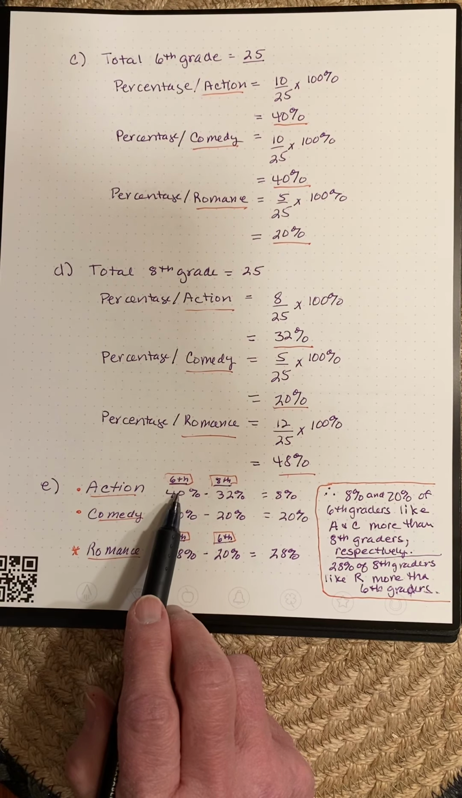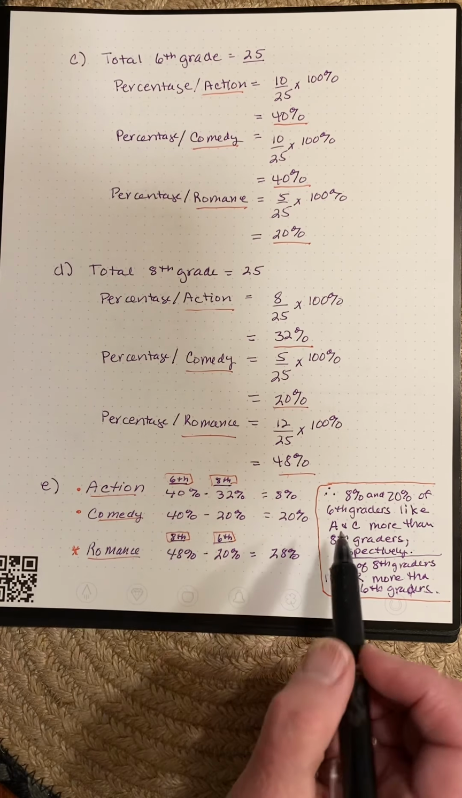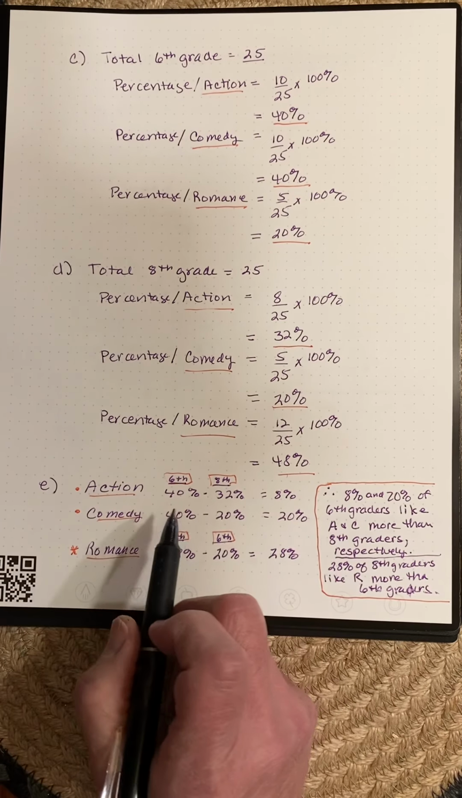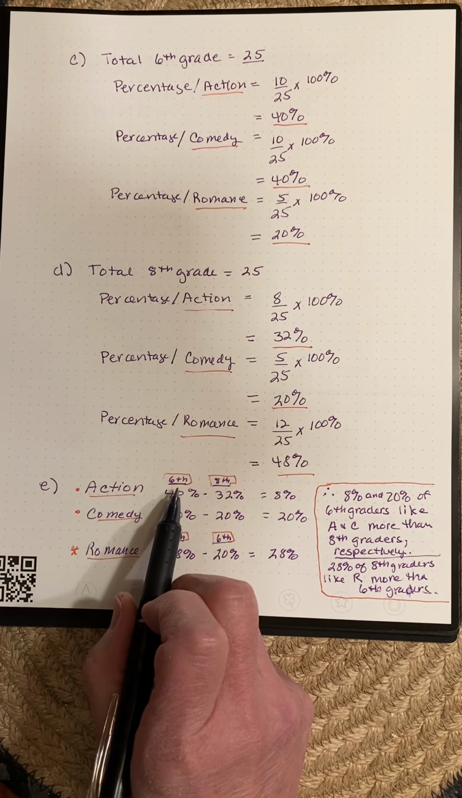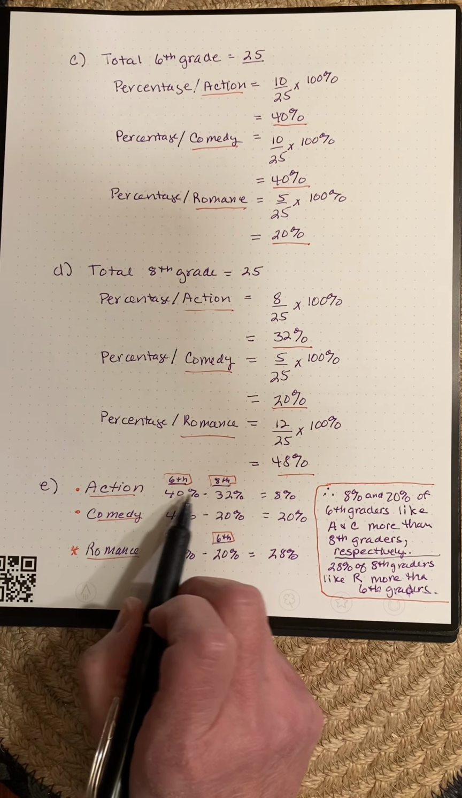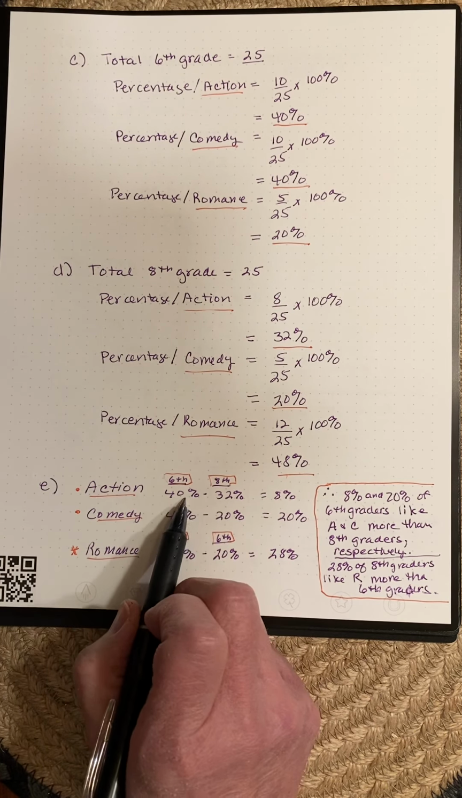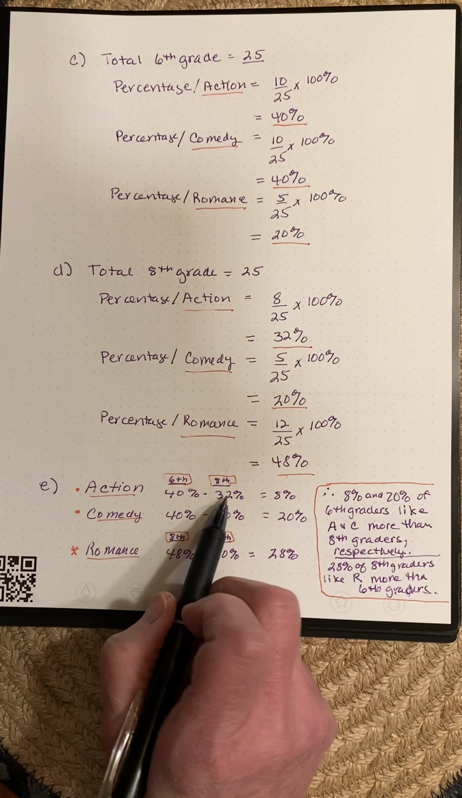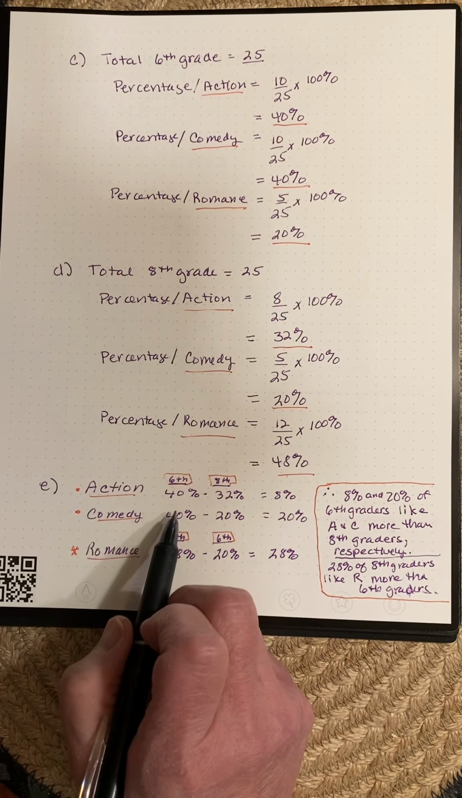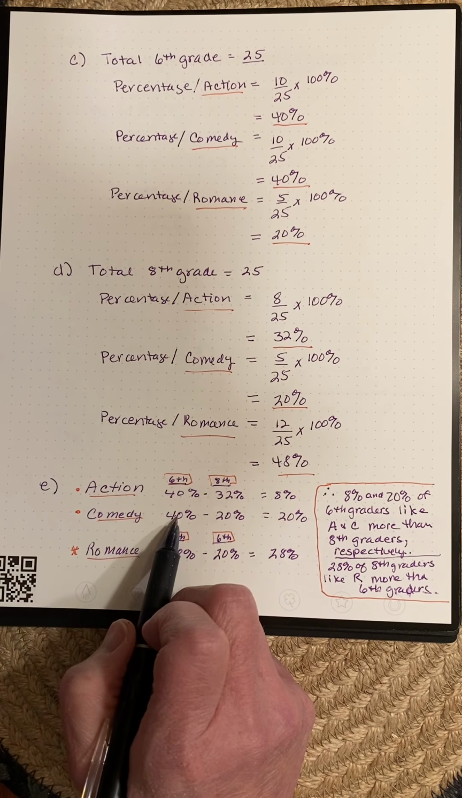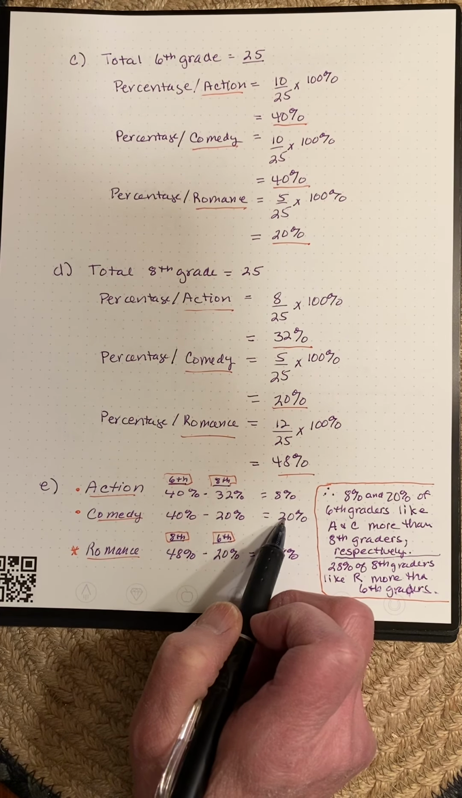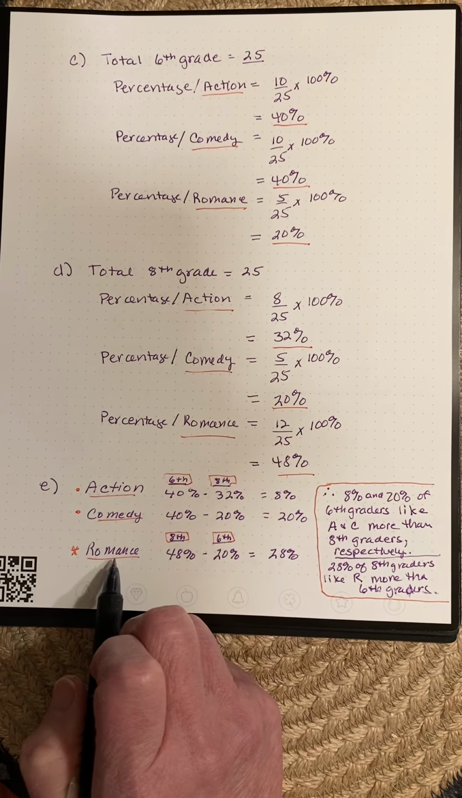action, and I switched this. I'll show you why I switched this down here before, but 6th graders' percentage was higher than 8th grade, so it's 40 to 32%. So the difference between 40 and 32% is 8%, because I just subtracted. Comedy, 6th grade had 40, 8th grade had 20, so the difference between them is 20%.